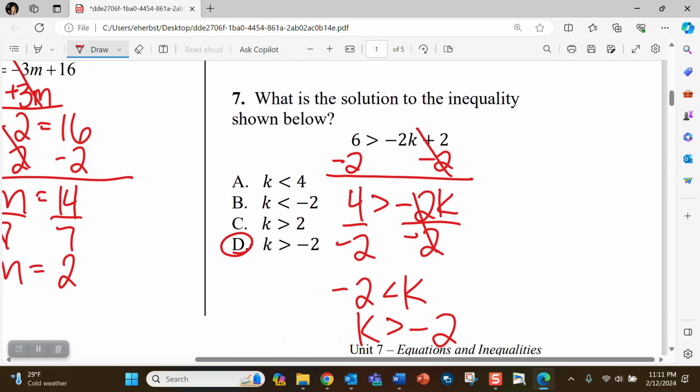Moving on to 7, solving the inequality. I subtracted 2 from both sides and then I divided by -2. Notice that that caused me to flip the sign, and then to get my variable back on the left-hand side, I had to flip the entire statement around to get k is greater than -2.